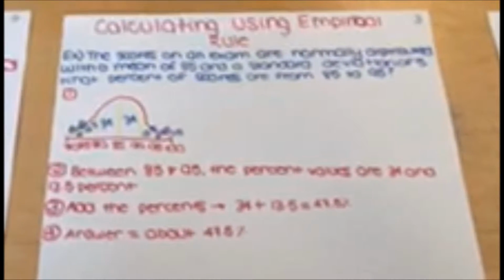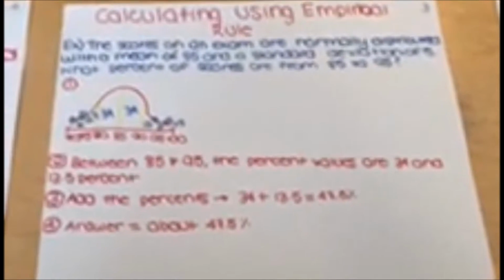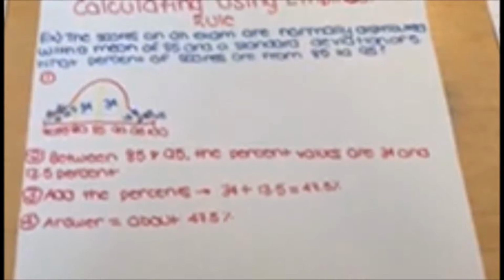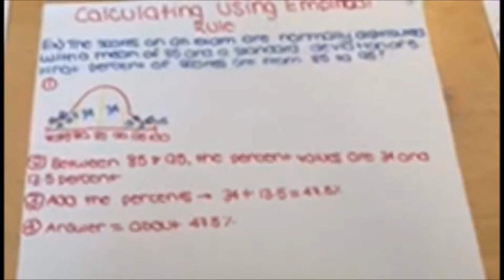Calculating using the empirical rule. An example: the scores on an exam are normally distributed with a mean of 85 and a standard deviation of 5. What percent of scores are from 85 to 95? First, draw a bell curve with the empirical rule, and then you can tell that between 85 and 95, the percent values are 34 and 13.5%. Add the percents together, and your answer is about 47.5%.